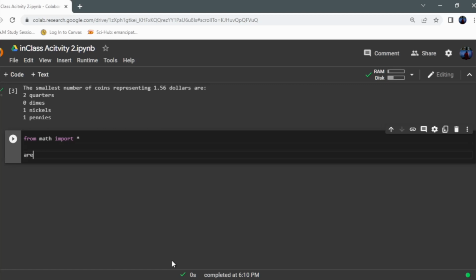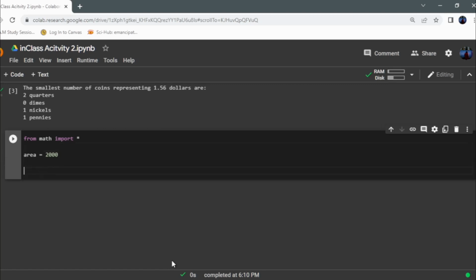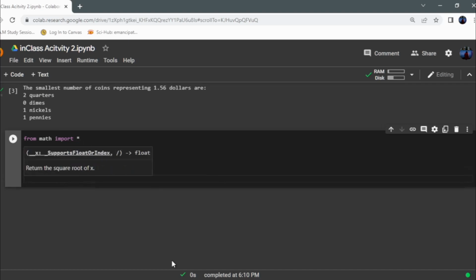Our area in square meters is equal to 2000, and the radius is equal to the square root of the area divided by pi. That's the radius. Now we can solve for the volume, which is 4 divided by 3 times pi times the radius cubed.